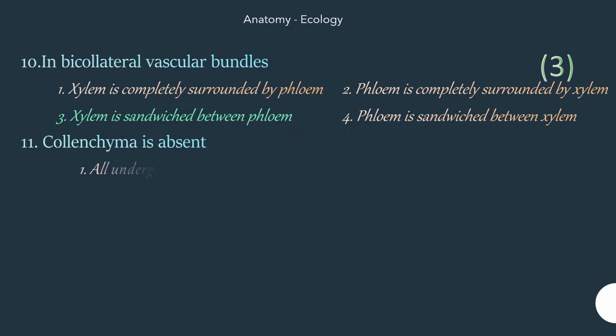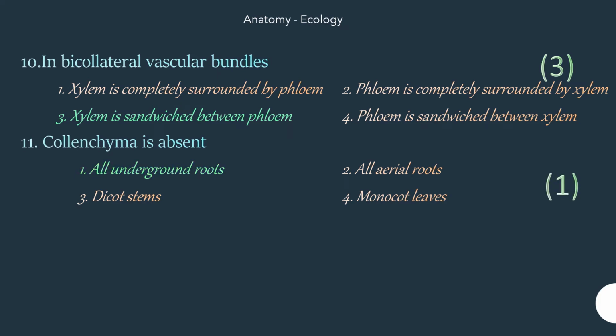Collenchyma is absent in: all underground roots, all aerial roots, dicot stems, and monocot leaves. The answer is 1. Collenchyma is absent in all underground roots.